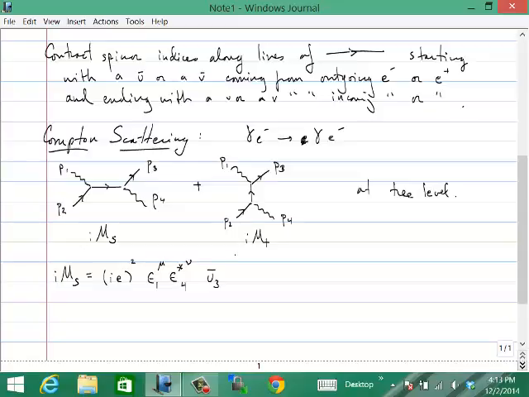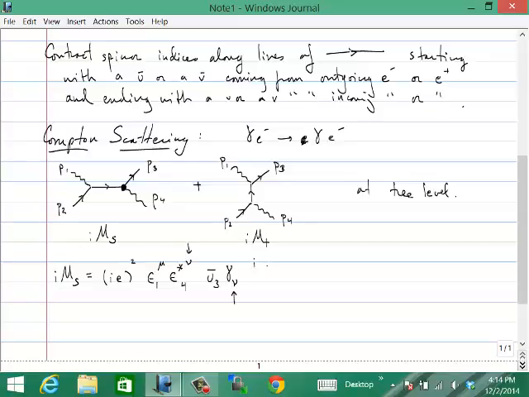And then you have an interaction vertex right here where it interacts with the photon with momentum p4. So the interaction was ie times the gamma matrix. So you'll get a gamma nu that you have to keep, because it's an interaction between the particles with momentum p3 and p4. So that nu index here matches up with that nu index here.